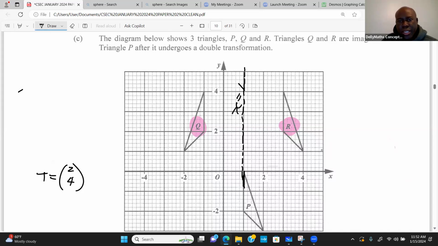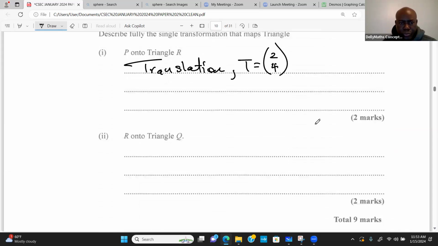All right, so you could see our corresponding parts would have linked, that sort of thing. You could see that, right? So it is a reflection. So it's a reflection in x equal 1. So this was a reflection in x equal 1.